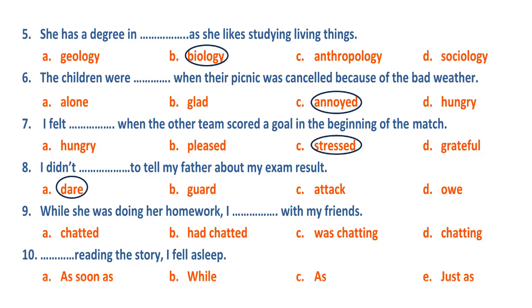Number 9, while she was doing her homework, I blank with my friends. Chatted, had chatted, was chatting, and chatting. The right answer is C, was chatting. Number 10, blank reading the story, I fell asleep. As soon as, while, as, just as. The right answer is B, while.